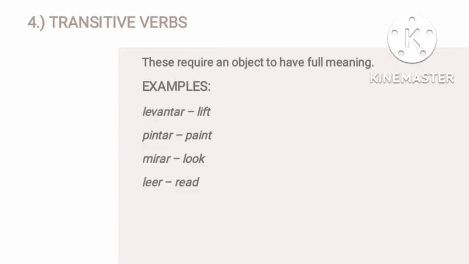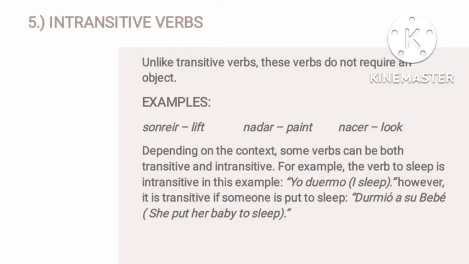The fourth one is the transitive verbs. These require an object to have full meaning. The fifth one is the intransitive verbs. Unlike transitive verbs, these verbs do not require an object.